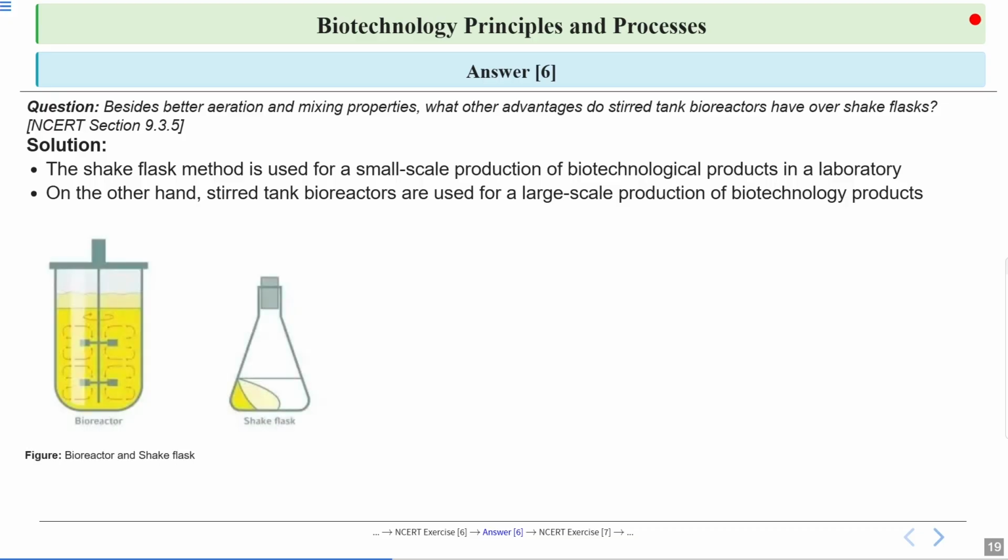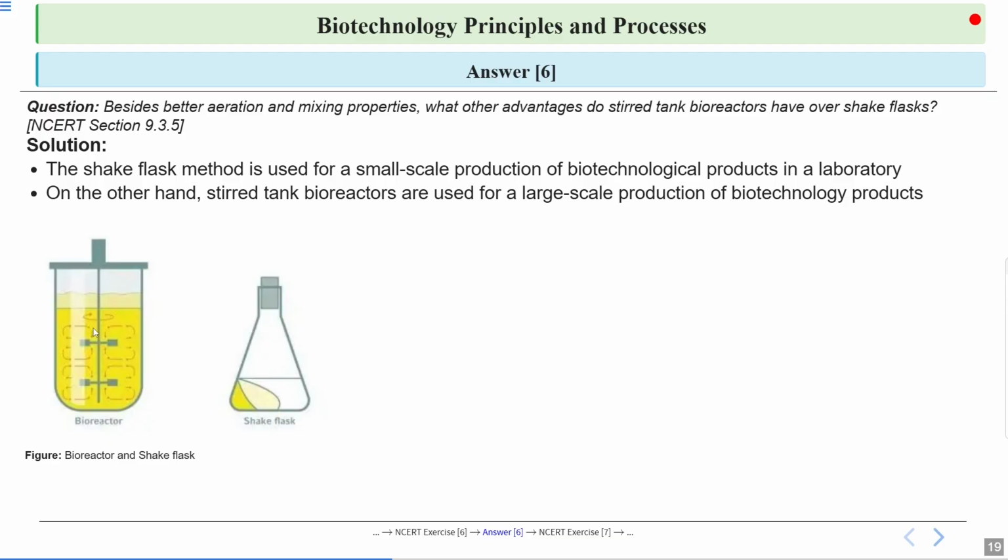So here you can see the diagram. This is the bioreactor. Here you get the product on a very large scale, and this is a shake flask. You shake it because in the bioreactor there is a stirrer that continues moving and producing the product, right? But in the case of shake flask, you have to shake the flask continuously with your hand, right? And that produces the biotechnological products.